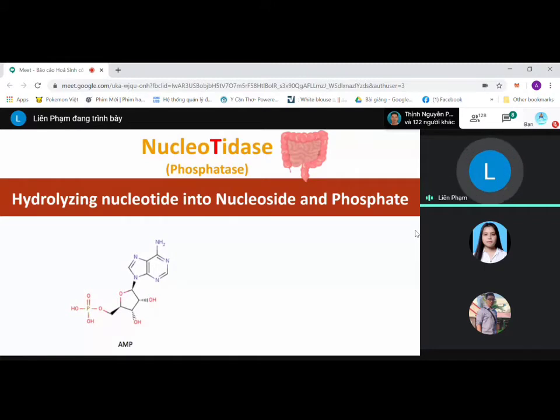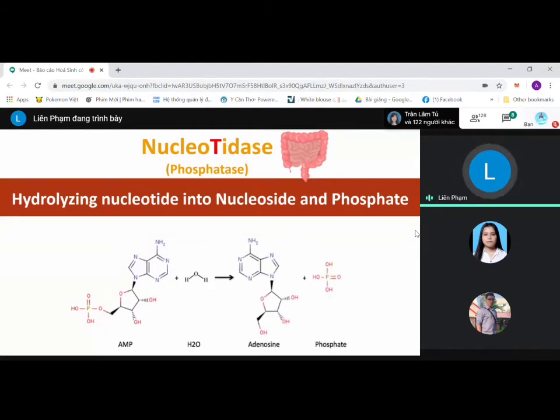The next enzyme that attends the digestion process is nucleotidase, which comes from the intestine. Nucleotidase plays a catalytic role in the hydrolysis process, and it converts a number of different nucleotide molecules. When nucleotidase is involved in catalyzing the hydrolysis of a nucleotide, this creates a reaction as follows: a nucleotide with water forms a nucleoside and phosphate.